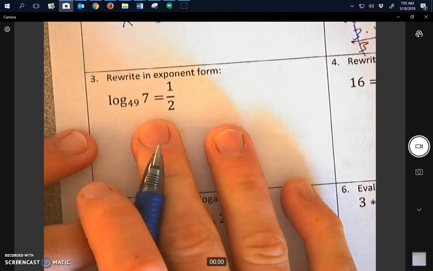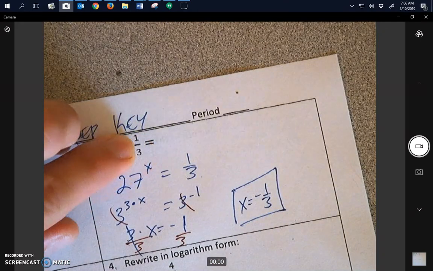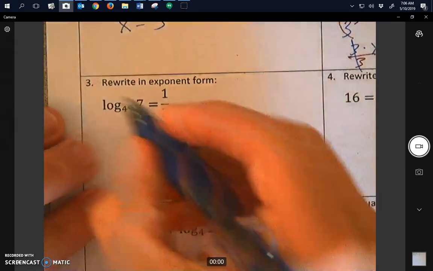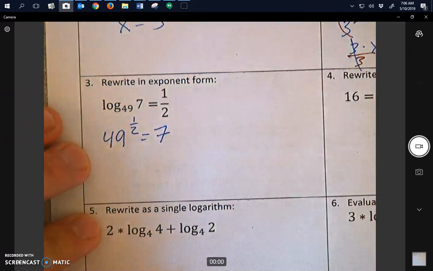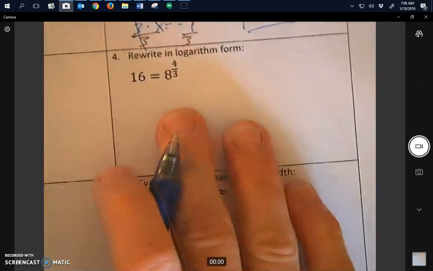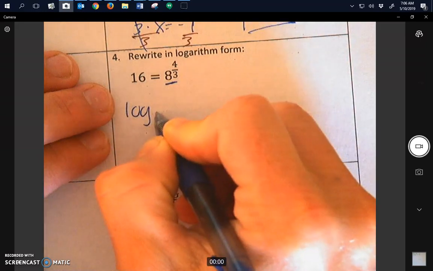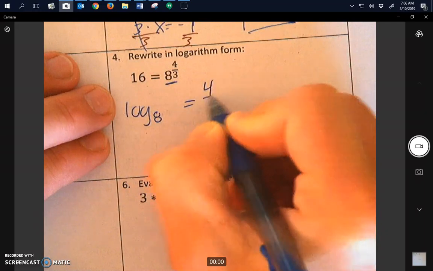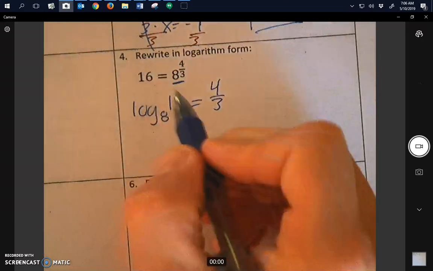All right, rewrite in exponent form. So all we have to do is do this, but instead we have an answer. So this was x. Well, now we have an answer. We know it's 1/2. So it's going to be 49 to the 1/2 is equal to 7. We're going backwards. We will write this in log. So our base of log is 8. Our log always equals our exponent, and our last number goes in here. So log of 16 with base 8 is equal to 4/3.